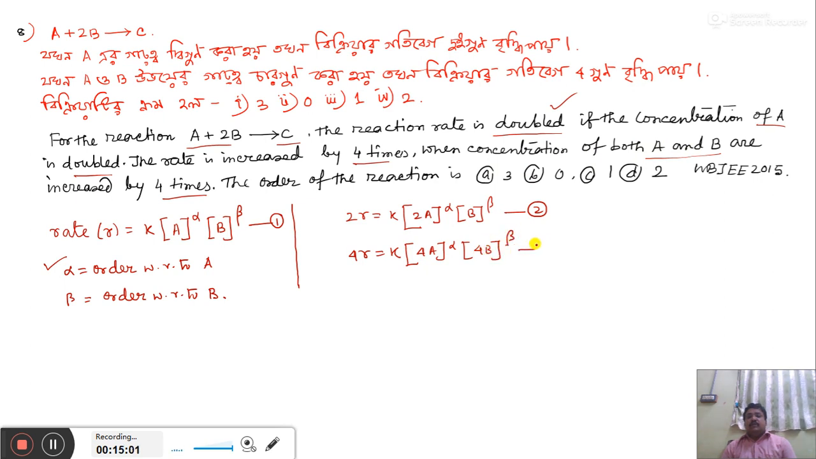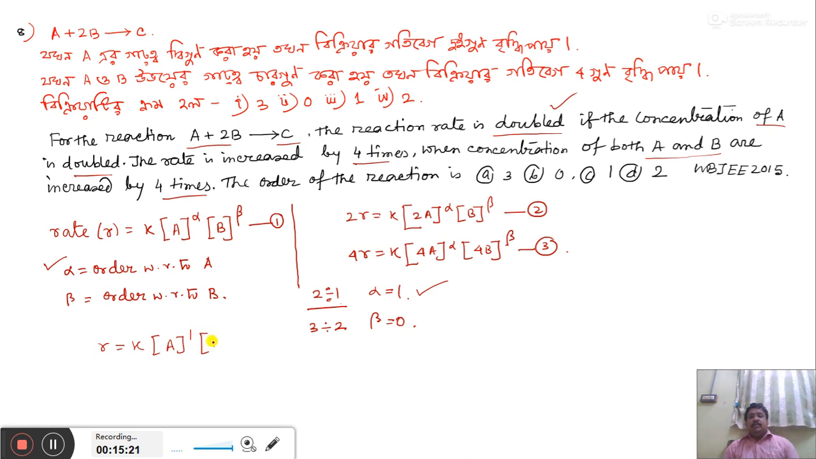We get the following 3 equations. Now, when we divide equation 2 by 1, we get the value of alpha is equal to 1. And when we divide equation 3 by 2, then we get beta is equal to 0. So rate becomes R is equal to K into molar concentration of A to the power 1 into B to the power 0. So this is a first order reaction. So option C is right, first order reaction.